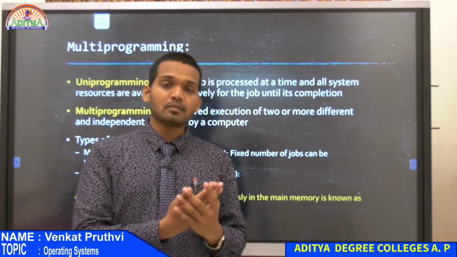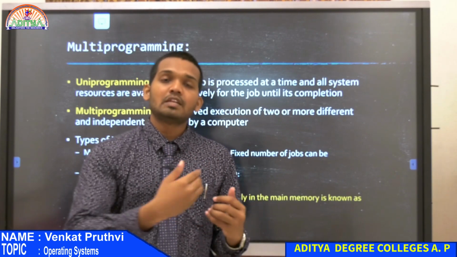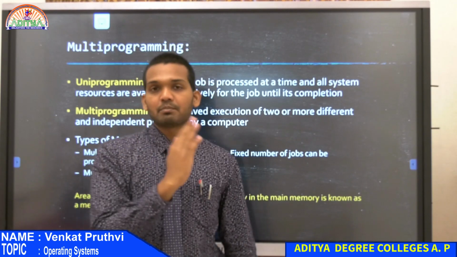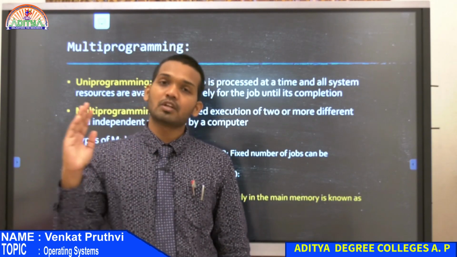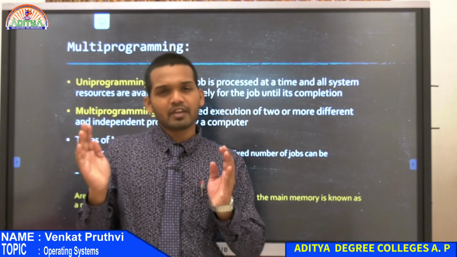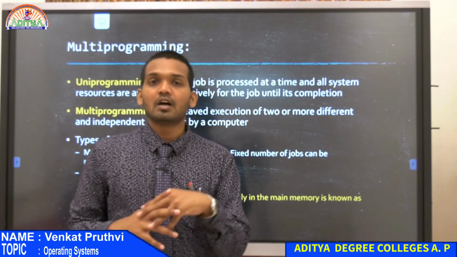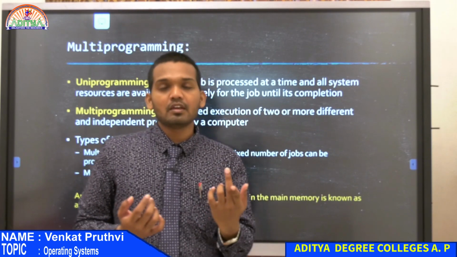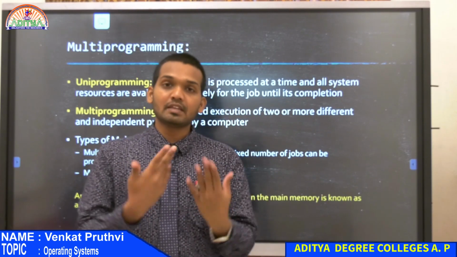10 power minus 15 means 0.14 zeros and 1. In that very short amount of time, a task is being done. So it is not just in a blink of an eye, you are able to process many tasks inside the computer.